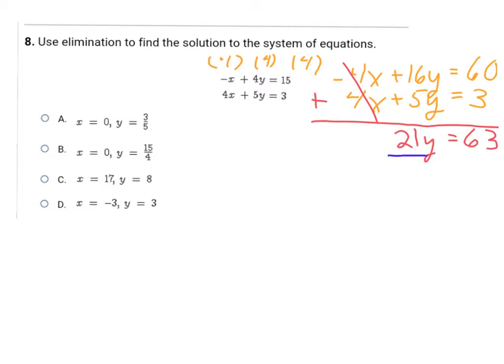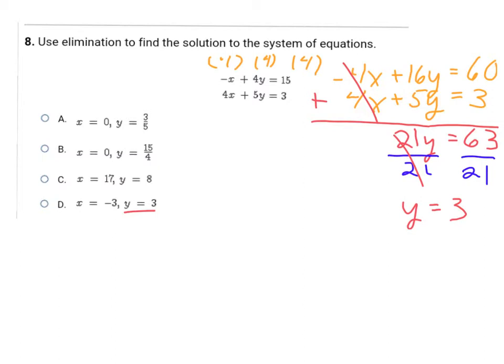And then I'm going to continue to solve for y. So I just divide both sides by 21. These cancel, and y equals 3. So I only have one choice here that has y equals 3, but I'm going to continue the problem just to make sure that I didn't make a mistake, and I'm hoping that I get x equals negative 3.